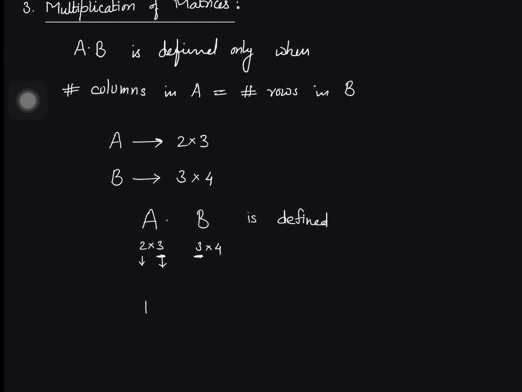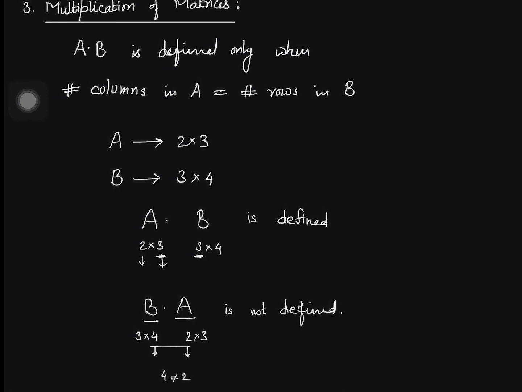But if we talk about B dot A, matrix B is of order 3 by 4, and A is a matrix of order 2 by 3. So the columns of the first matrix is 4 and the rows of the second matrix A is 2. So they are not equal. That means B dot A is not defined, or the product does not exist. So we have to take care of this condition.